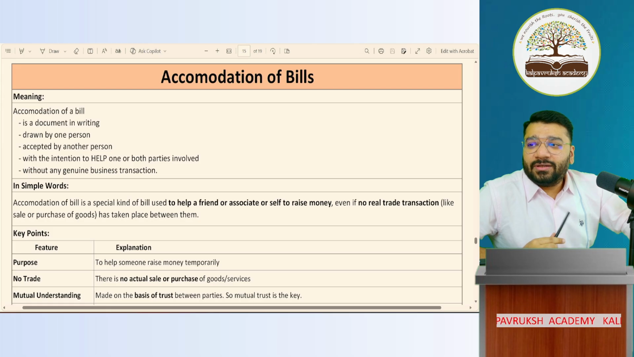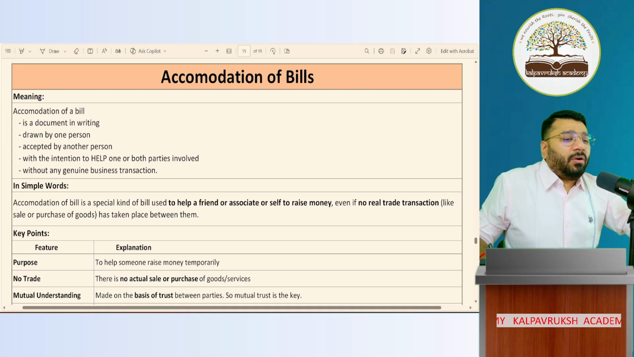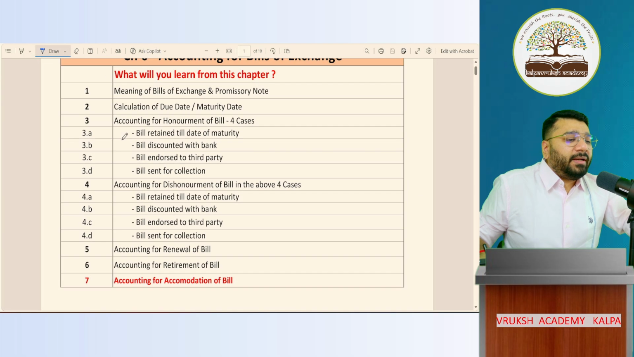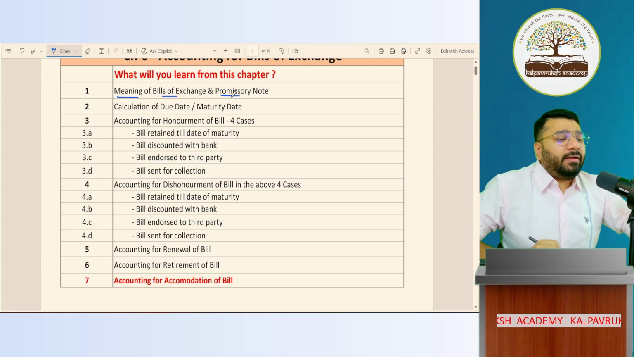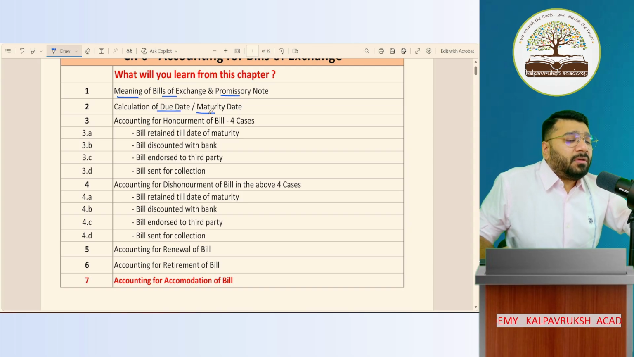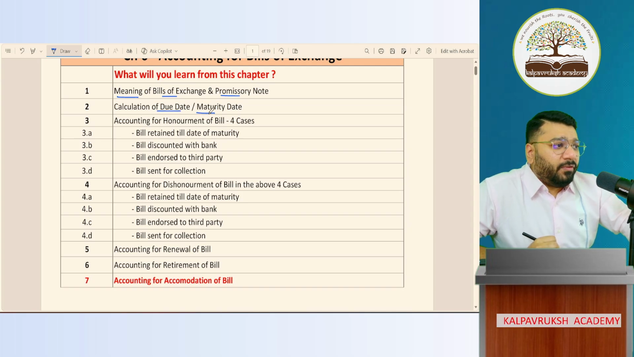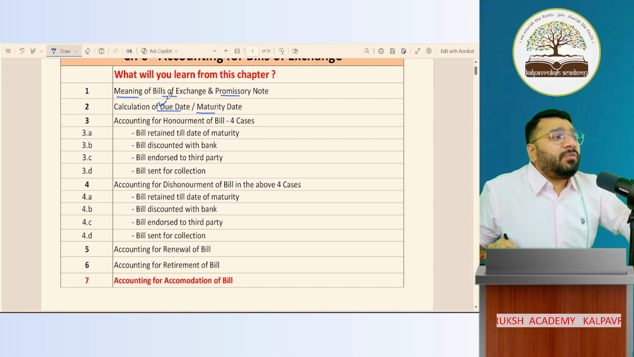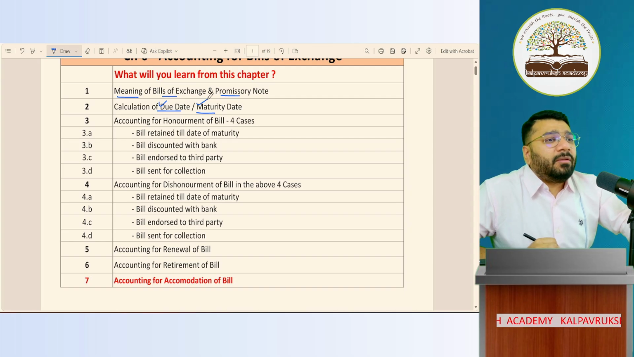Thank you so much. So, guys, we're doing this chapter called Accounting for Bills of Exchange and Promissory Note. So far, what have we completed? We have completed the meaning of Bill of Exchange and Promissory Note. Then we learned how to calculate the due date and the maturity date. I said here, for all practical questions, whenever they ask due date, you're supposed to calculate from the maturity date point of view.